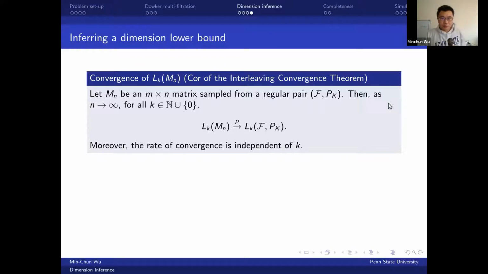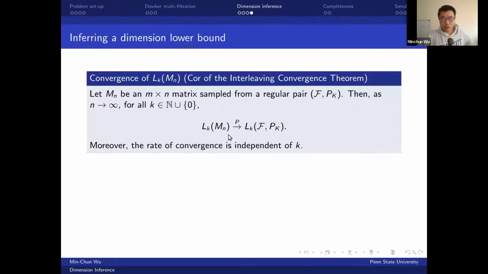And not surprisingly, because the empirical Dowker converges to the geometric Dowker, the value defined from the matrix will converge to the value defined from the regular pair. So if our matrix is sampled from the regular pair, as the number of samples goes to infinity, then for each k, L_k hat will converge to L_k of the regular pair in probability. And the rate of convergence is independent of k. The reason is very simple: the convergence happens at the simplicial filtration or simplicial complex level. So when you take homology, persistent homology, or some other constructions, it will not influence the convergence rate.